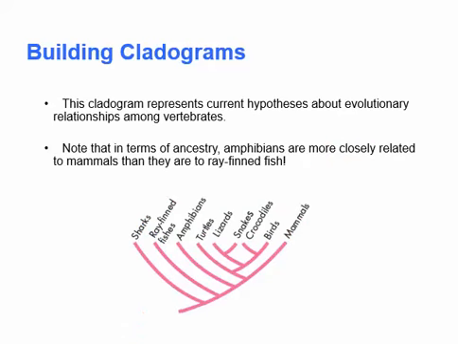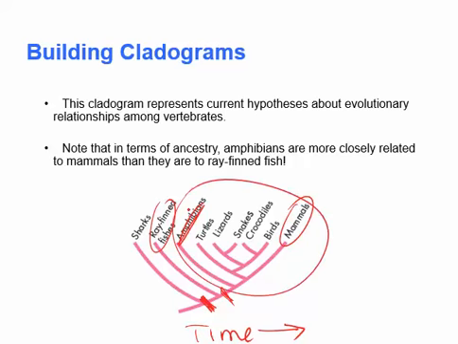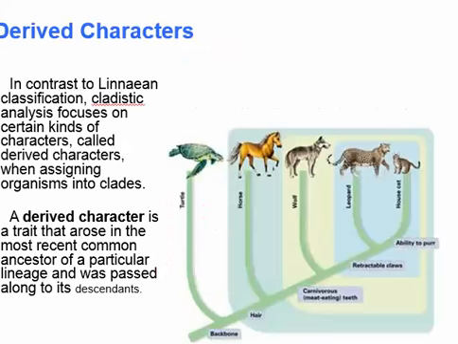Okay, let's do the same thing with these guys. You've got amphibians, right? Are they more closely related to mammals or ray-finned fishes? Now look where the common ancestor is. For ray-finned fishes, the amphibians' common ancestor would be somewhere around here. For mammals, it's going to be here. So looking at time, which one is it? That's right, mammals. Amphibians are more closely related to mammals than they are to fish. It doesn't seem like they would be, but they are using this cladogram.